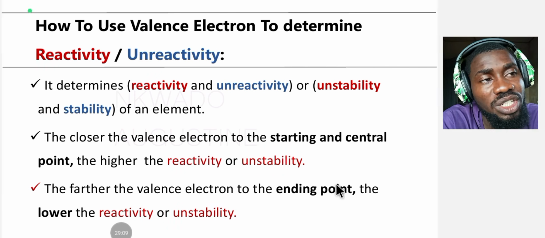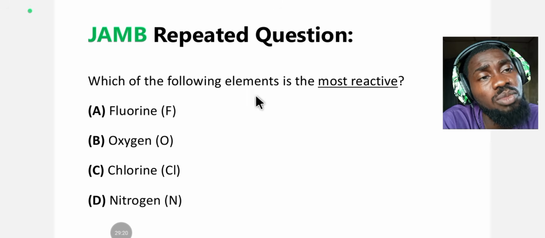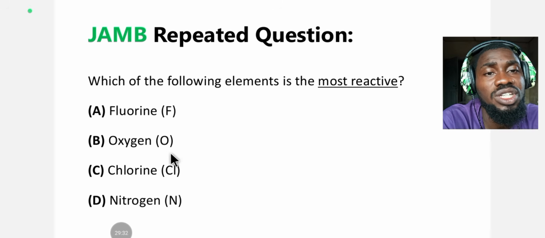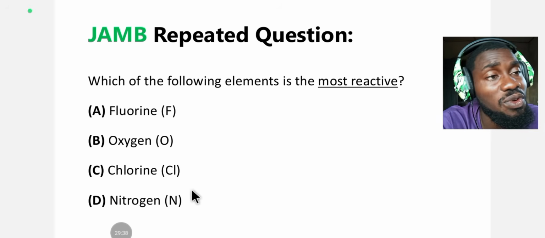So let's go back to the JAMB repeated question and apply what we just learned. The question reads, which of the following elements is the most reactive? A. Fluorine, B. Oxygen, C. Chlorine, D. Nitrogen. When you do the orbital diagram, first of all, find all the atomic numbers.